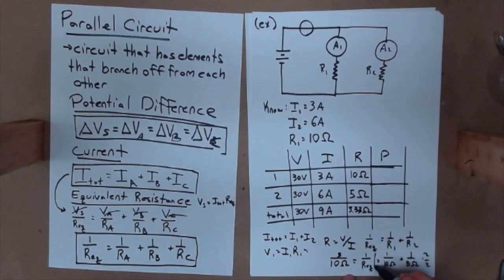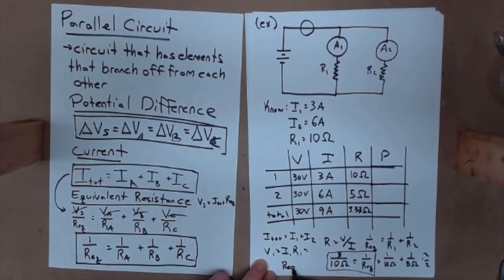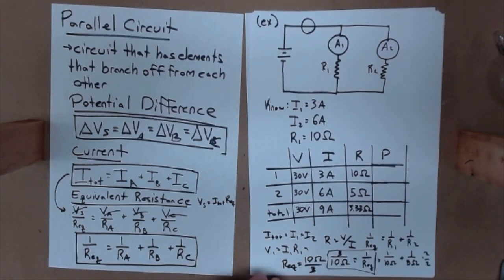But then we may ask ourselves, 3 over 10 is 0.3, it's not 3.33. Well, notice this is 1 over Req, right? So Req is going to be equal to 10 ohms over 3. Such a common mistake that students make, even students who really understand this stuff, is just forgetting to flip this when you solve. So you always have to be really careful to make sure to flip it, because this value is not equal to Req, it's equal to 1 over Req.